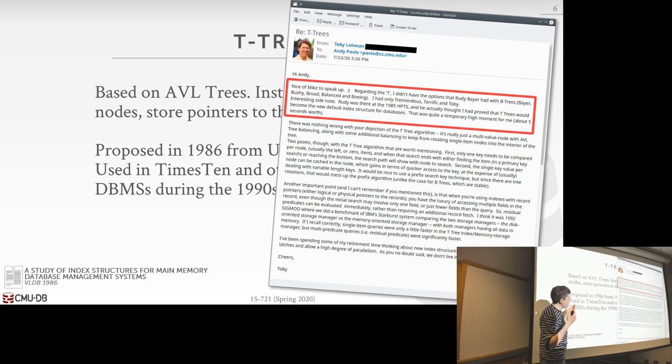Now, for a B+ tree, we always say the B means balanced. He says it actually just means it's named after Rudolf Bayer, the guy that did the original work. He just called it B for himself. I don't know whether that's true, but T in T-tree means Toby, which is awesome. And he points out some other optimizations that I'll talk about in a second.